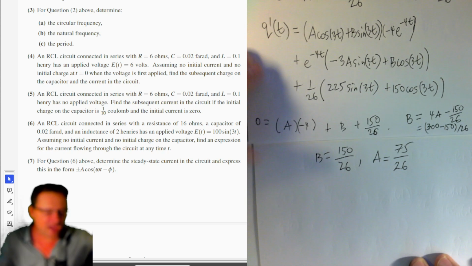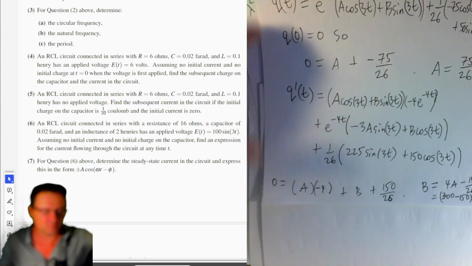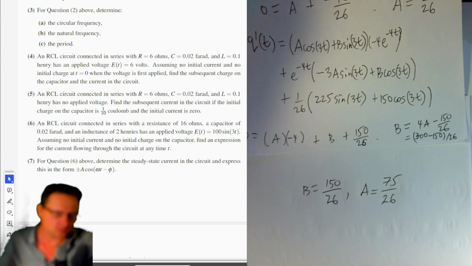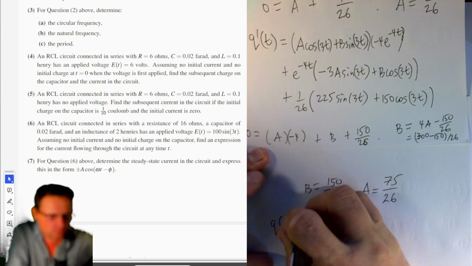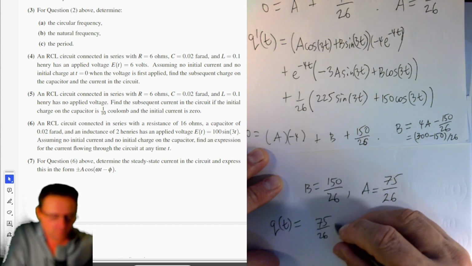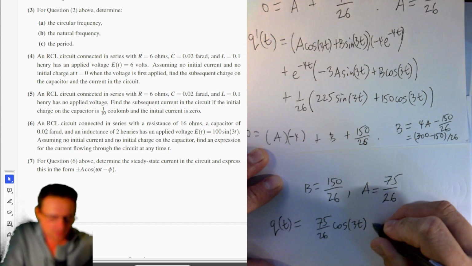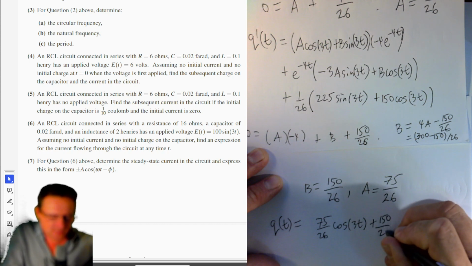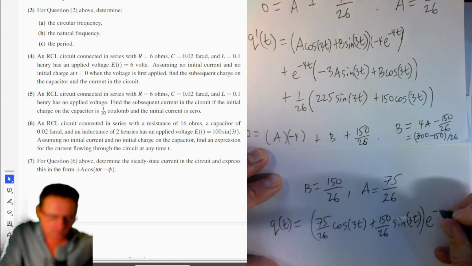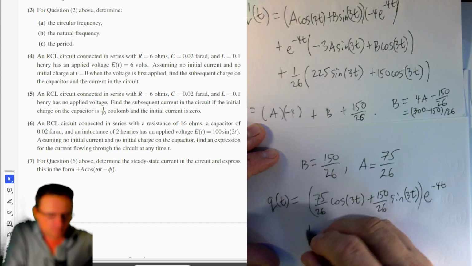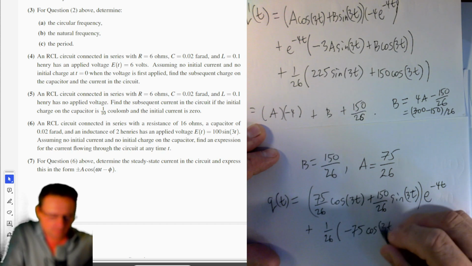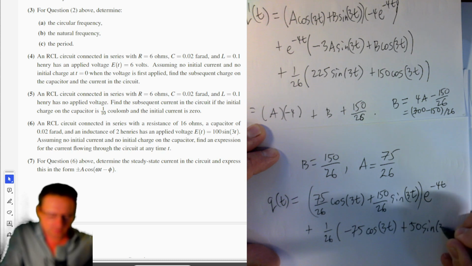All right, so now let's go back to this line up here, and sub in our uppercase A and our uppercase B. And so that gives us Q of T equals 75 over 26 cos of 3T plus 150 over 26 sine of 3T in brackets all times e to the minus 4t, and then plus 1 over 26 minus 75 cos of 3t plus 50 sine of 3t.